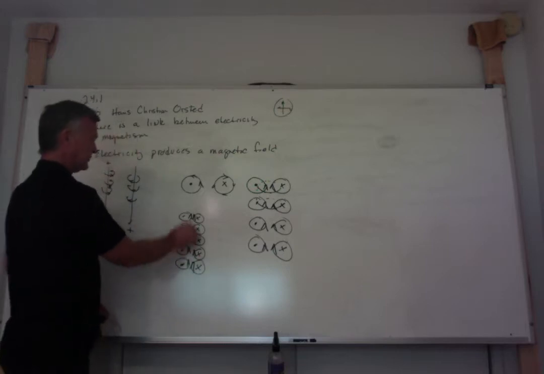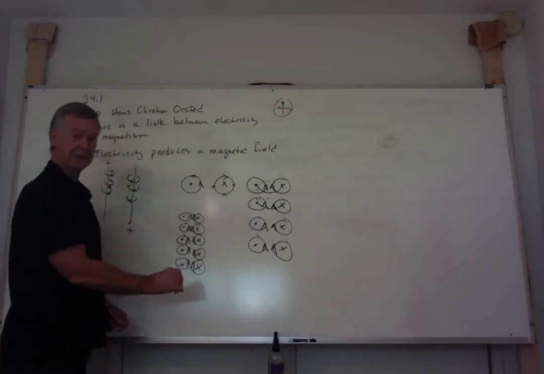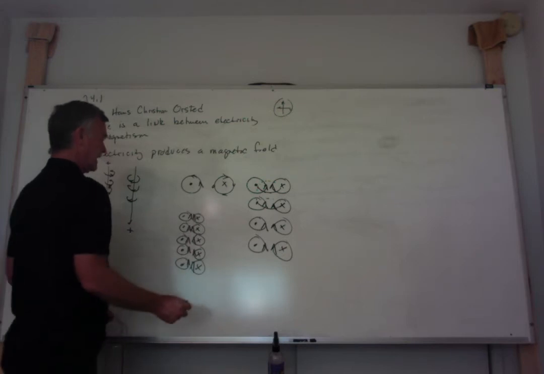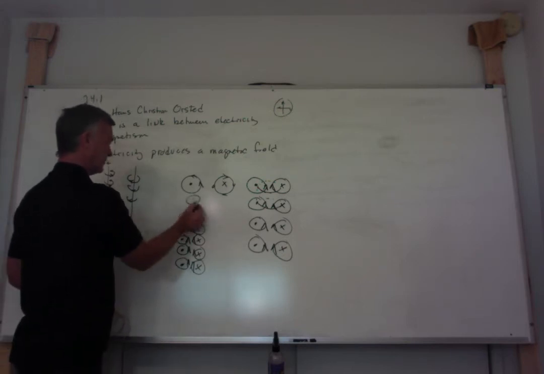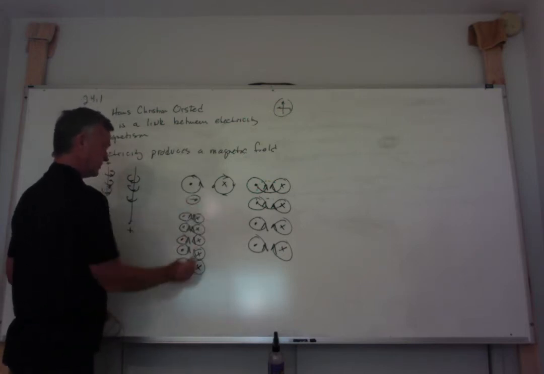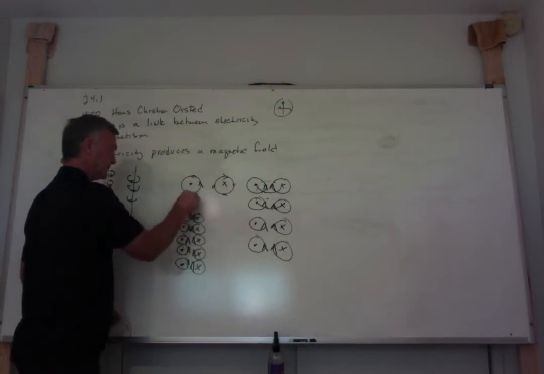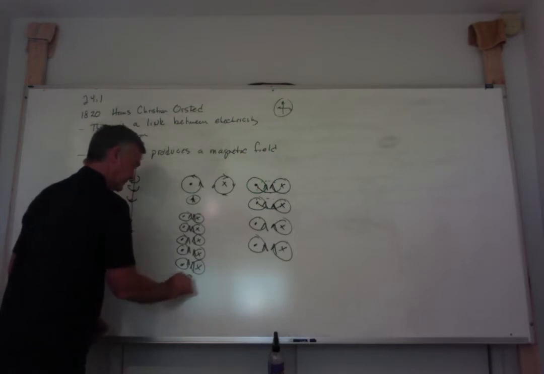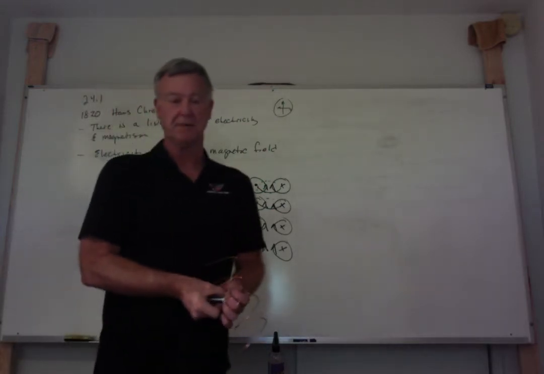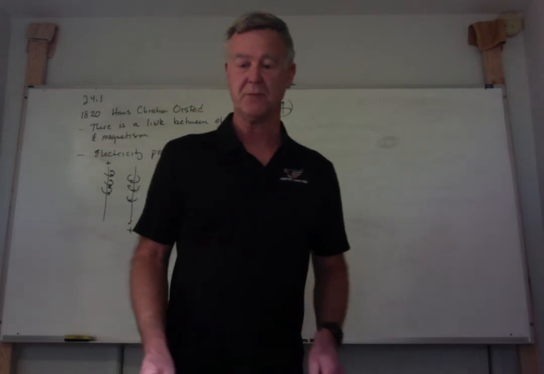And in fact, this would be north-seeking and this would be south-seeking. This would be the north end. In other words, if I was to put a compass right here, let's say the compass is pointing this direction, and I turned the electricity on, this would line up this direction, and down here it would line up this direction. In other words, it becomes what we would call an electromagnet.